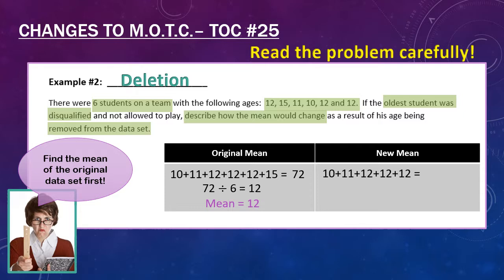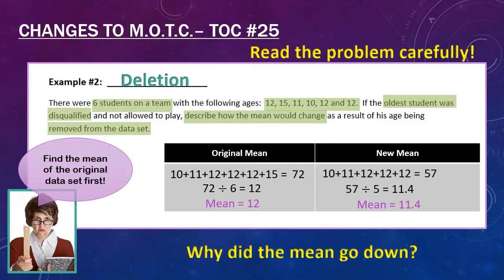What do you think is going to happen to that mean? Hopefully you said it goes lower. So I add it together. It's 57 divided by 5 because I no longer have 6. And my mean is now 11.4. Notice it didn't drop a whole lot, but it does go down. So my mean drops. Now, my mean dropped because I took my highest score out, but it didn't go down by too much because I divided by a lower number. So 15 isn't that much of a big drop.